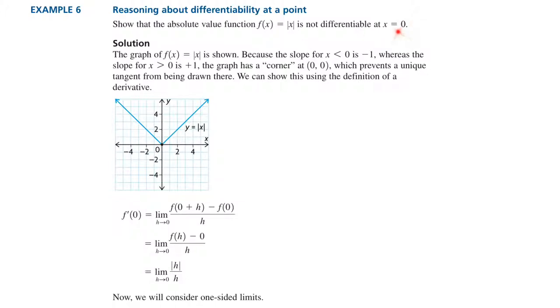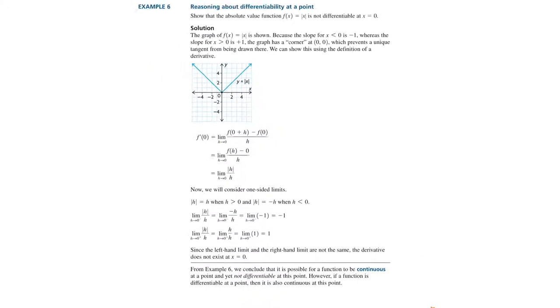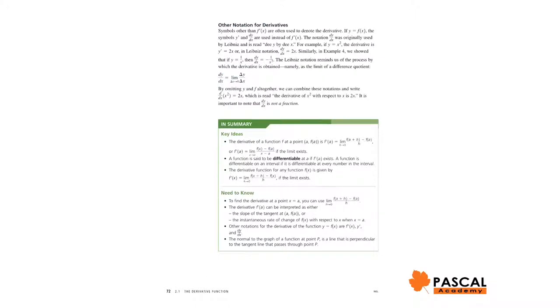At x equals 0, this function is not differentiable. You know, f prime of 0 is the limit of f of 0 plus h minus f of 0 over h as h approaches 0. This limit would be the limit of absolute value of h over h as h approaches 0. The right side limit of absolute value of h over h as h approaches 0 is 1, and the left side limit is negative 1. Since the limit does not exist, we say the function is not differentiable at x equals 0.